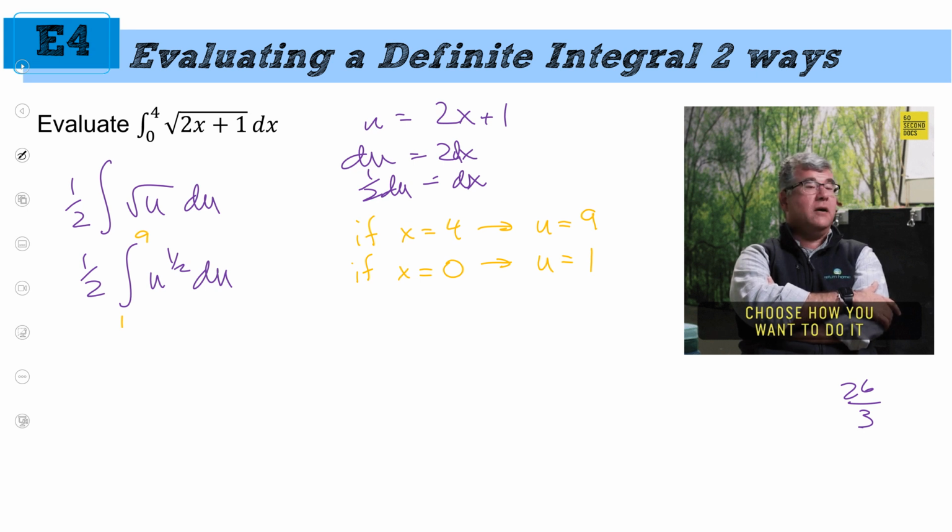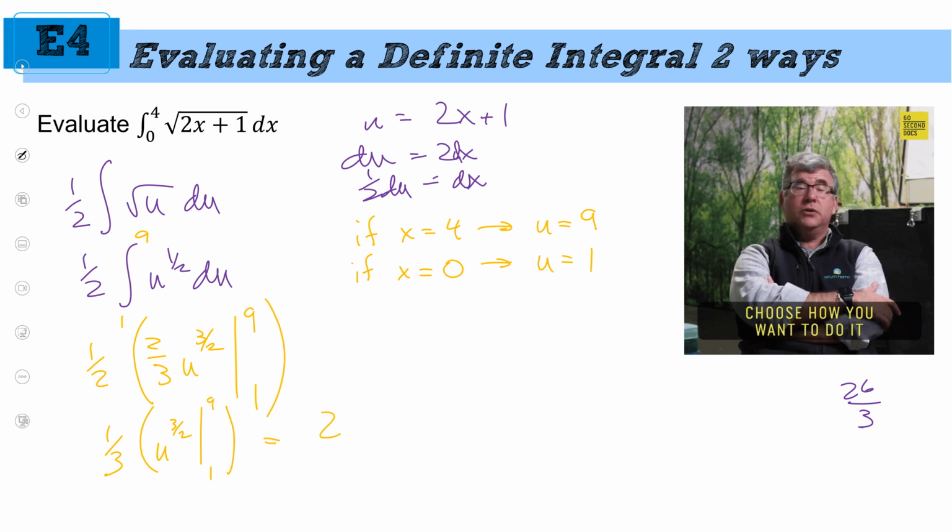Okay, take the antiderivative. 1/2 times, we did this already, 2/3 u to the 3/2, and I'm going to evaluate from 1 to 9. Which would actually mean I've got 1/3 times u to the 3/2 evaluated from 1 to 9. 27 minus 1, all of that times 1/3, that is 26 thirds. Same answer. Math.